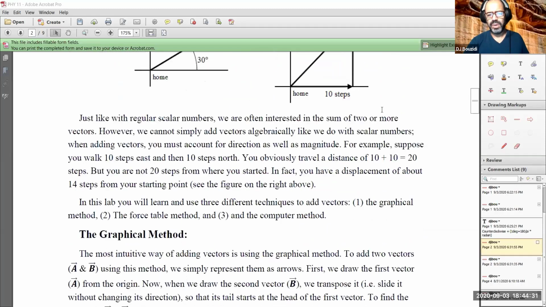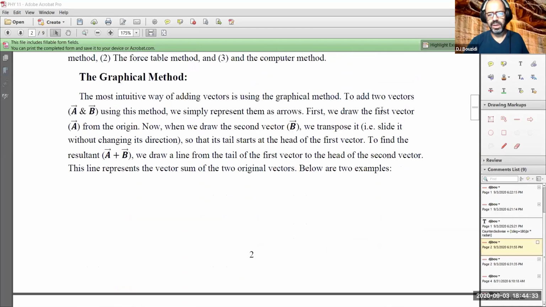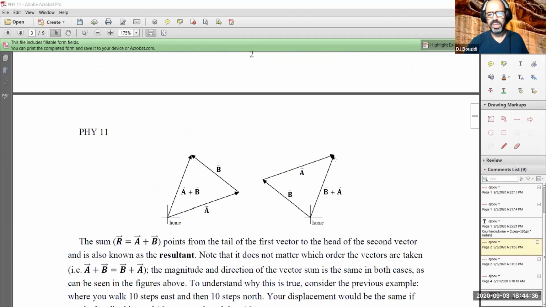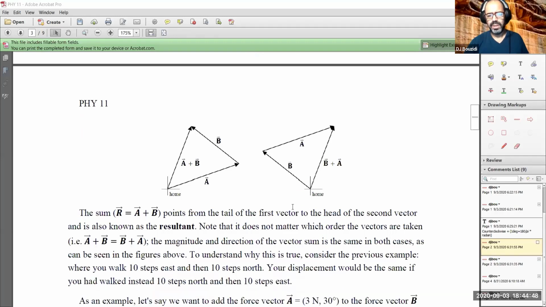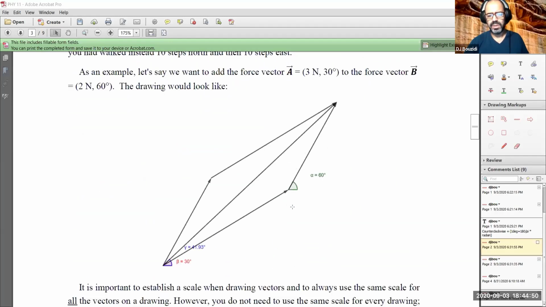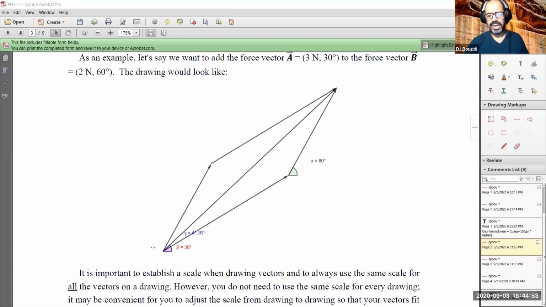So that's basically how you add them graphically. This is what I was talking about, the graphical method. And this is the illustration of how to add them, A, B. You go from here to here, and then you find A plus B, or you go from B and then you add to A, and the result is the same, okay? This is the operation I was talking about. This is actually the same thing, adding one vector at a 30-degree angle. This picture is actually to scale.